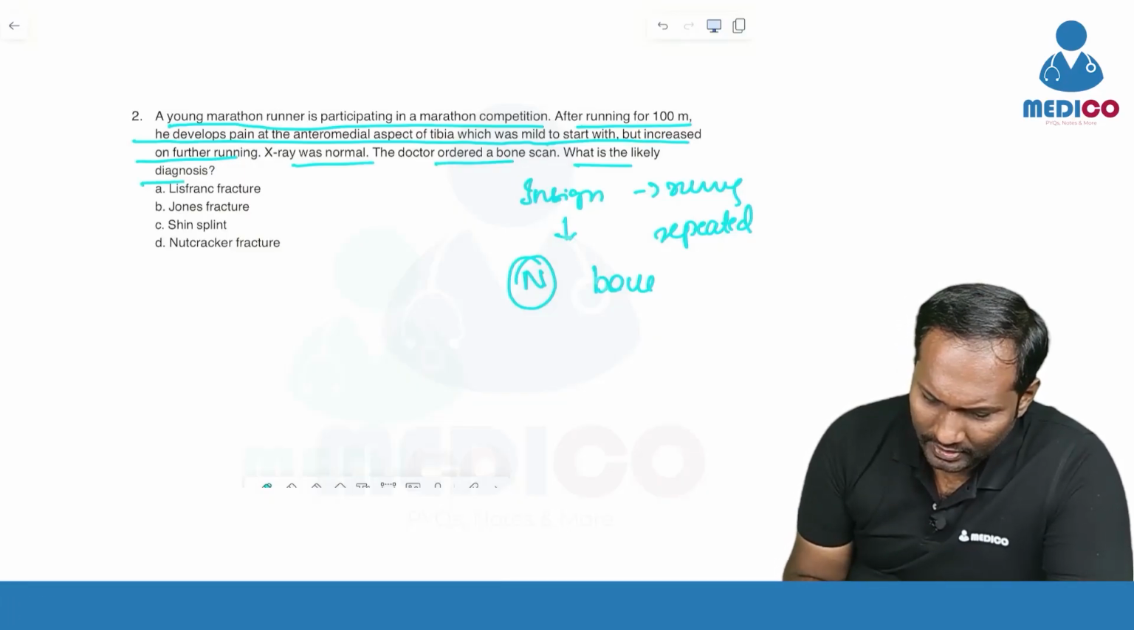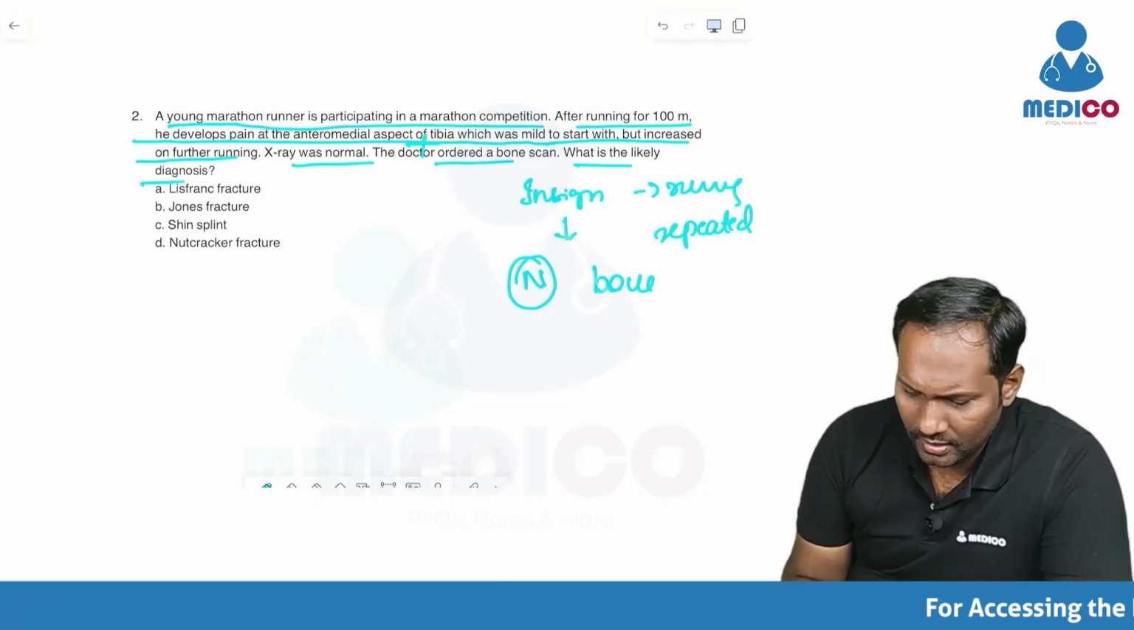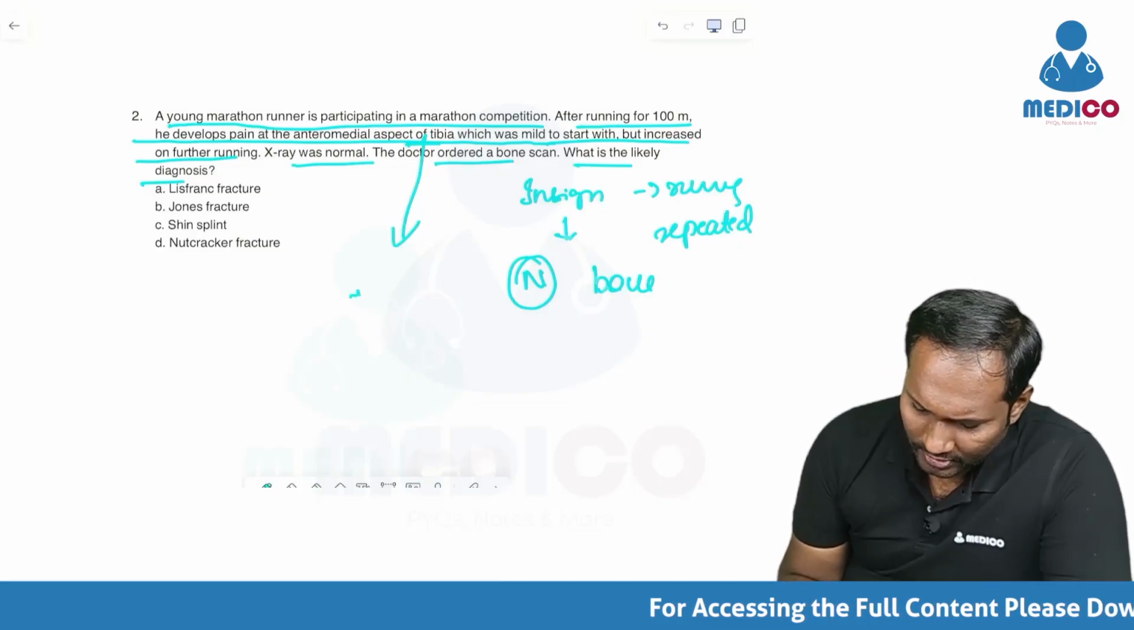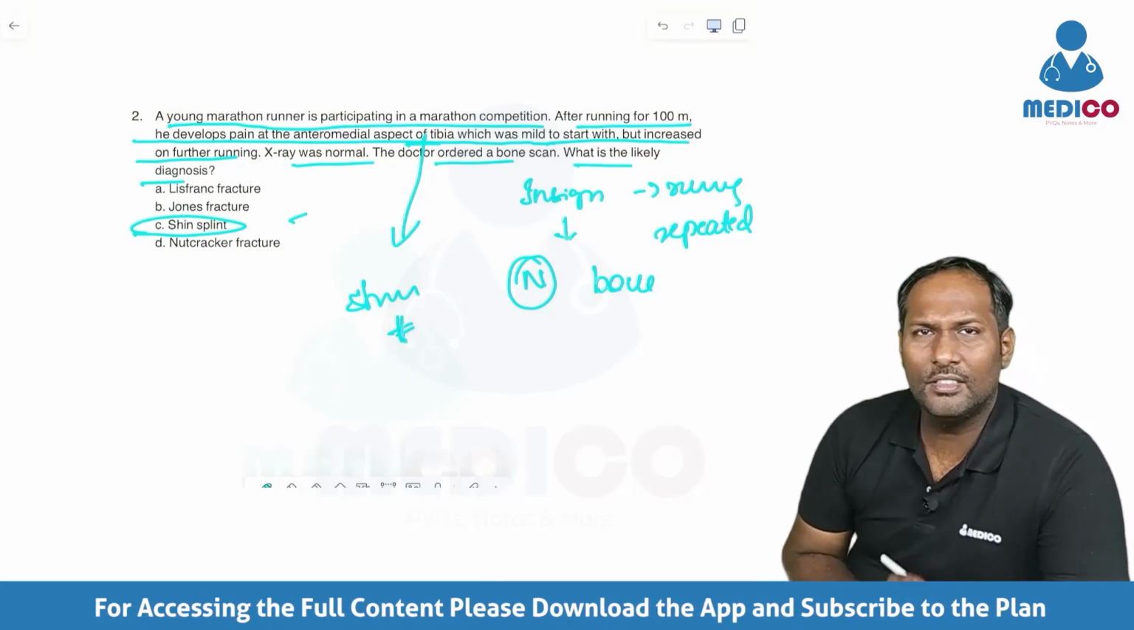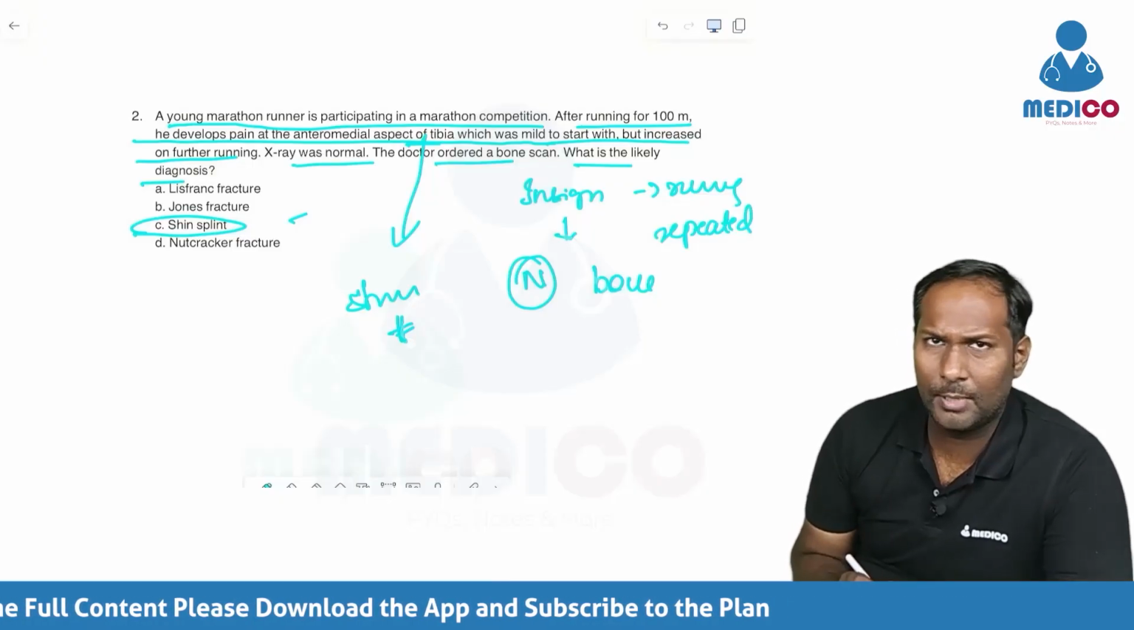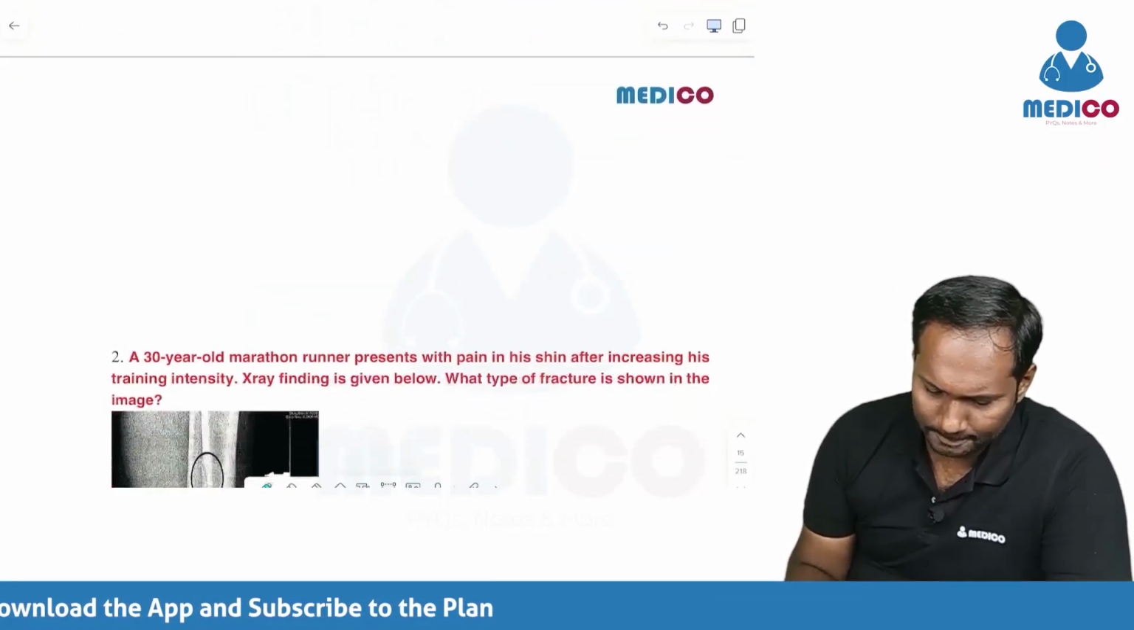So where is the pain? It develops on the tibia. In the tibia, the stress fractures are named shin splints. Okay, so the answer for this question is a stress fracture of tibia, called a shin splint.